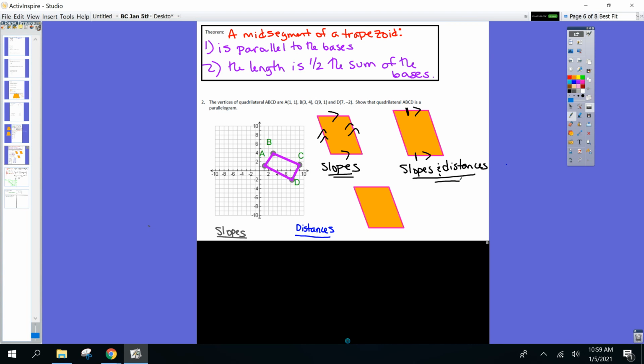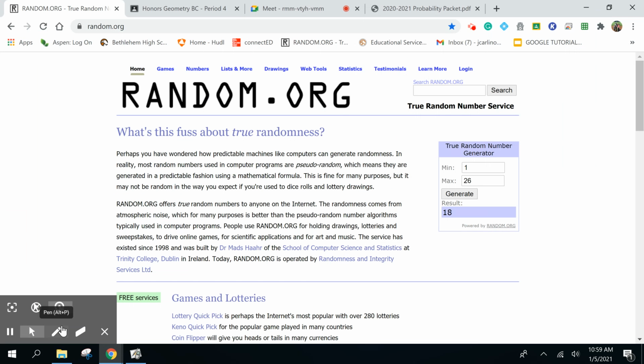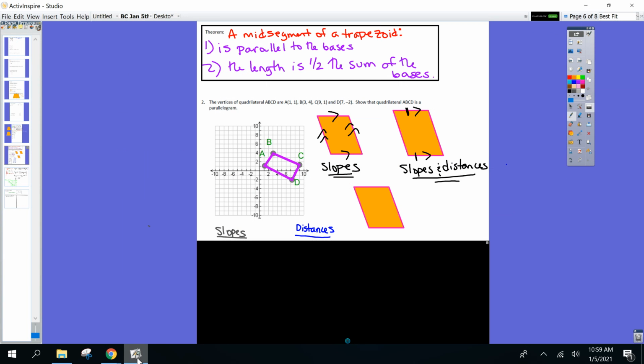And then one other way I think many of you might choose. What's another way I could prove a parallelogram? And this is where I'm going to end it. Sophia, one more way to prove a parallelogram? Opposite sides congruent. There you go. And if you want to do that, you're going to have to use all distances.